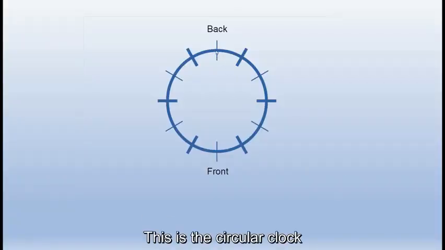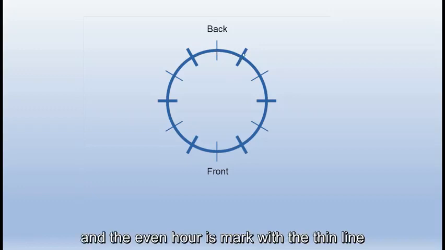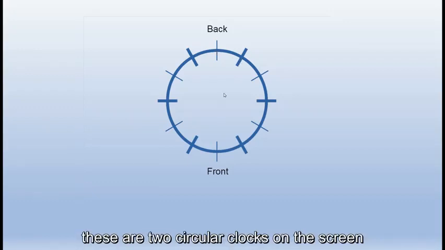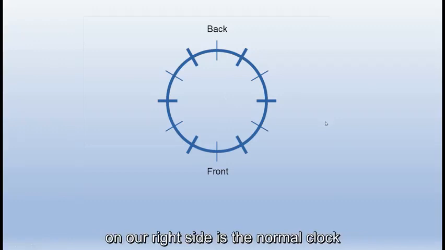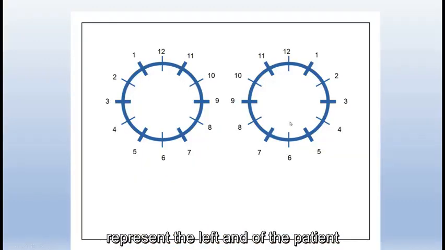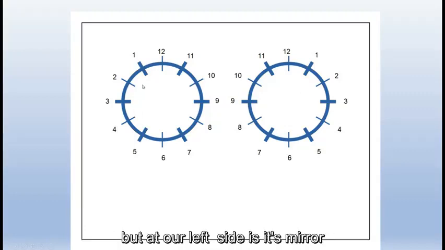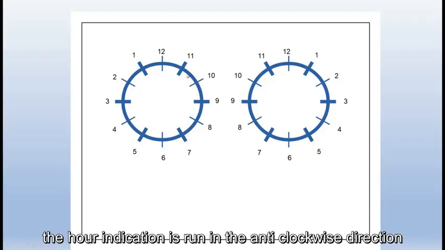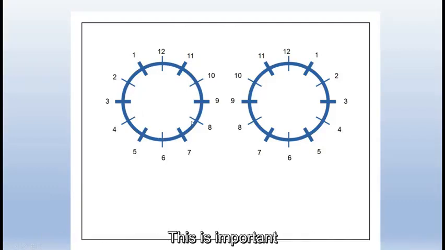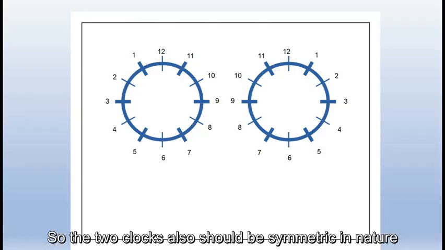Now, this is the circular clock. The odd hour is marked with a bold line, and the even hour is marked with a thin line. These are two circular clocks on the screen. On our right side is the normal clock. Represent the left end of the patient. The hour indicator runs in clockwise direction, but at our left side is its mirror. The hour indication runs in the anti-clockwise direction. This is important, as our body is symmetric in many ways, so the two clocks also should be symmetric in nature.